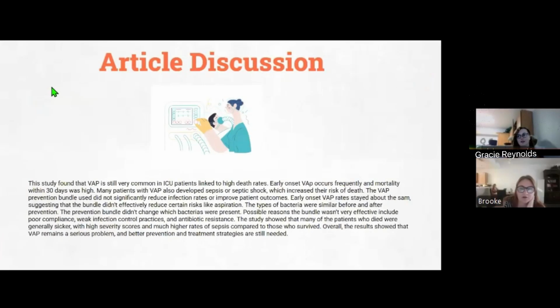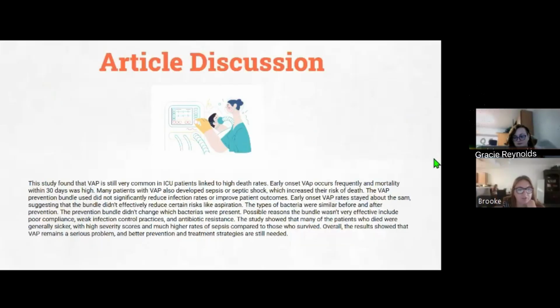Now we're going to go into the article discussion. This study found that VAP is still very common in ICU patients, linked to high death rates. As Gracie had previously discussed, early onset VAP occurs frequently and mortality within 30 days was high. Many patients with VAP also develop sepsis or septic shock, which increases their risk of death.